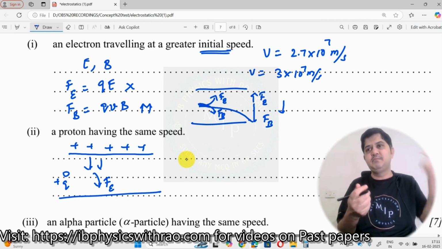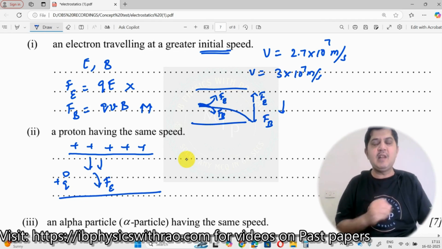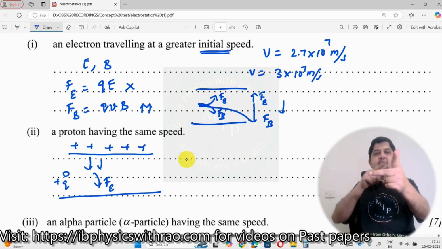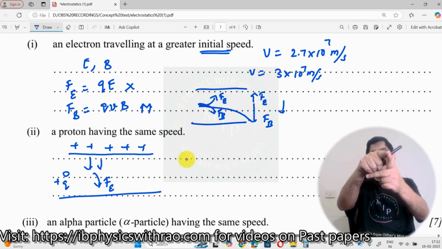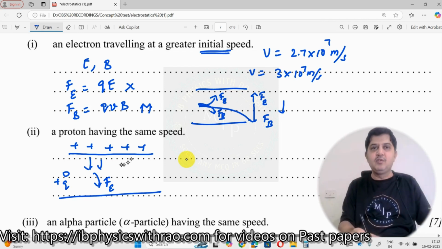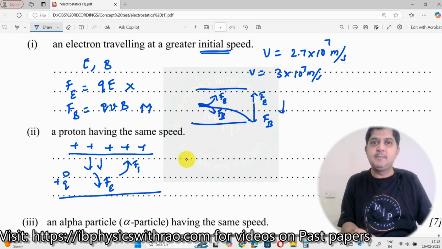Electric force has changed its direction. Then what happens to magnetic force? Magnetic force, you see, this is your QVB, right? So therefore B is directed once again in the same direction. I is into like this, force is like this over here. Now the magnetic force is like this over here, right?